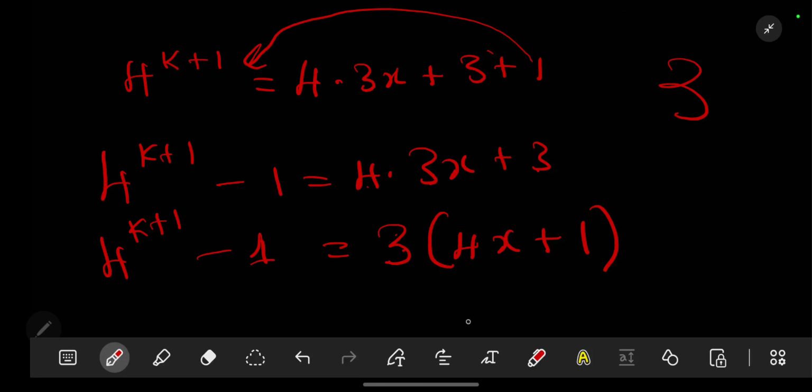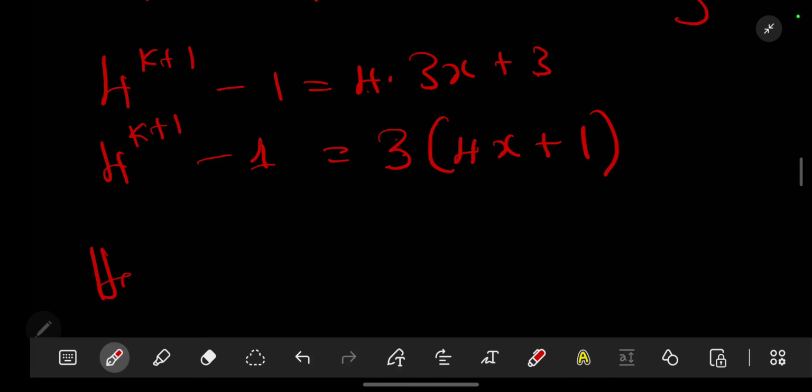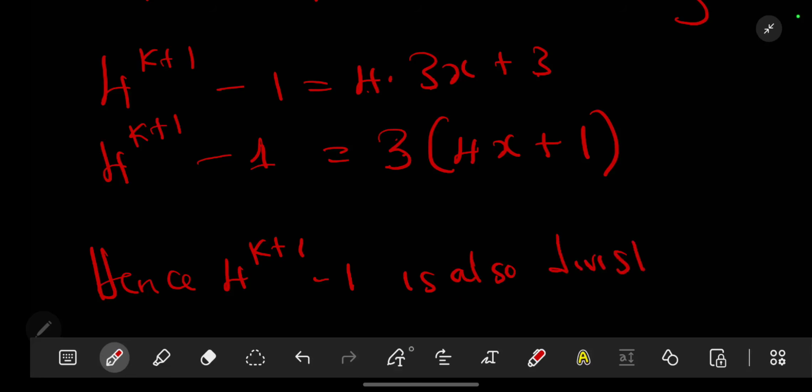So as you can see, we have a 3 here. So you can just say that, hence, these statements are very important, we just don't write. Hence 4 to the power k plus 1 minus 1 is also divisible by 3, because it is equal to 3 times some integer like that. So that is how we deal with that. Let's look at our next problem.